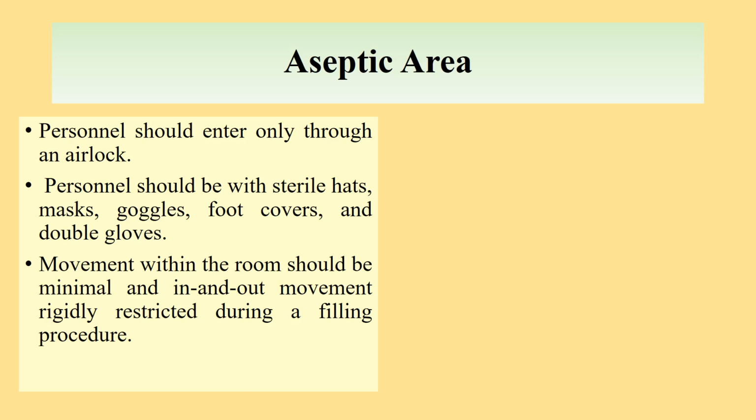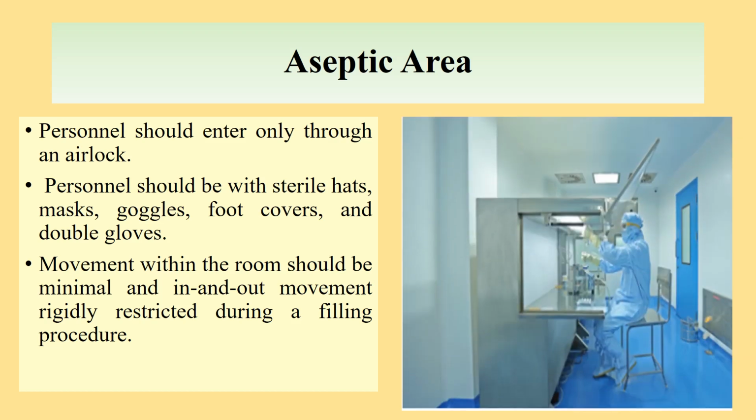Aseptic area personnel should enter through an airlock. Personnel should be in sterile hats, masks, goggles, foot covers, and double gloves. The movement within the room should be minimal, and in and out movement rigidly restricted during the filling procedure. These are the particular precautions and instructions that should be followed by personnel working in the aseptic area.